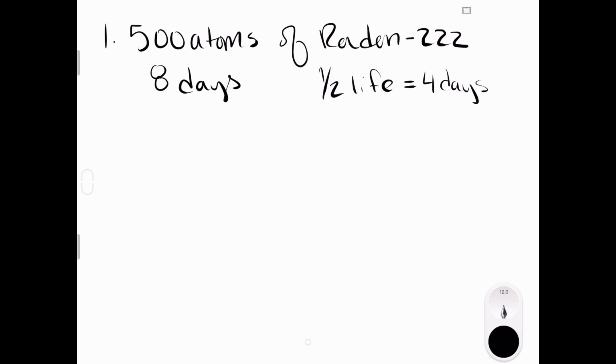So here we need to take the original parent atoms and we need to cut that in half for however many half-lives have occurred. So we do this step by step. So we start with our 500 atoms.